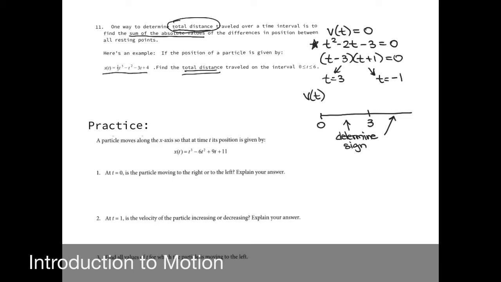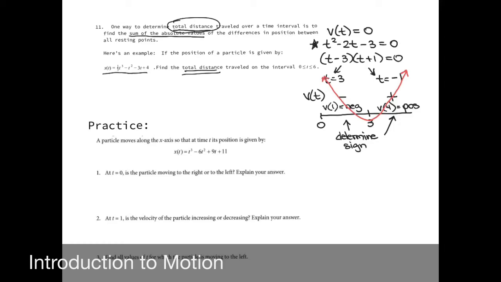Now an easy number might be 1. So what is v of 1? Well, I would go 1 squared, which is 1. 1 minus 2 is -1. -1 minus 3. So we know that the sign is negative. And then if I choose a number greater than 3, for example 4, 4 squared is 16, minus 8 is 8, minus 3 is 5, so that is positive. So we know that the sign changes from negative to positive. In other words, my function is decreasing, and then it rests, it stops, and then the function is increasing.